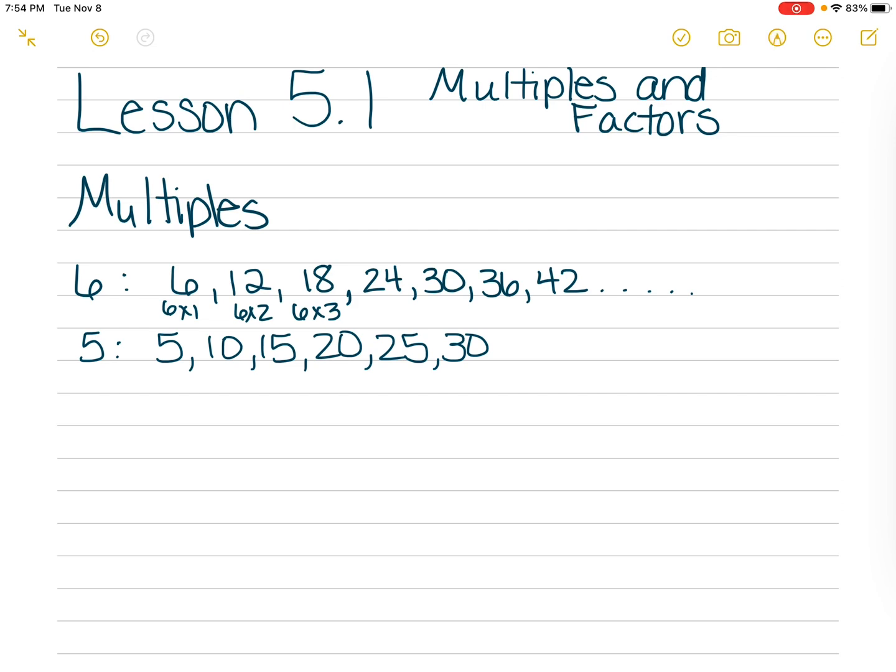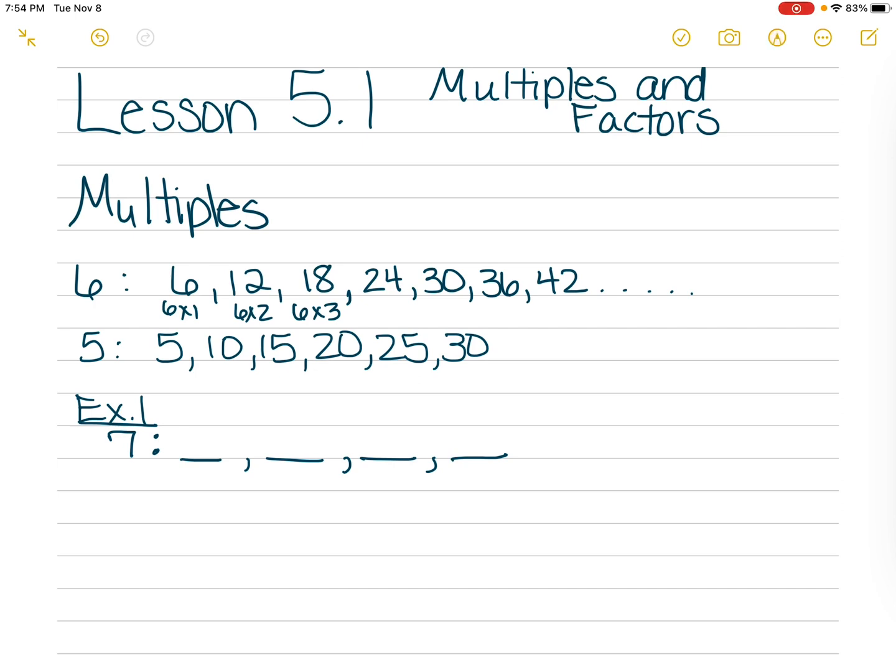Okay, so if it asks in your work, let's look at example 1 in your book on this section. It says write the first 4 non-zero multiples of 7. So if it says write the first 4, then you're going to go to 7 and write out 4 multiples of 7 in order.